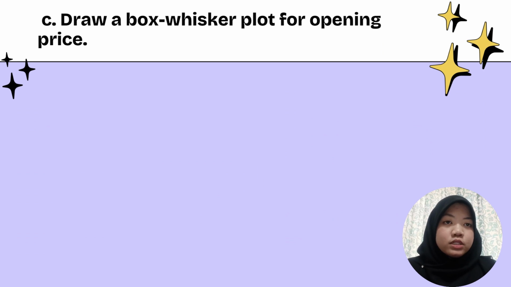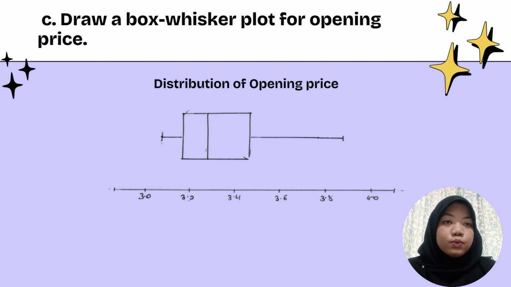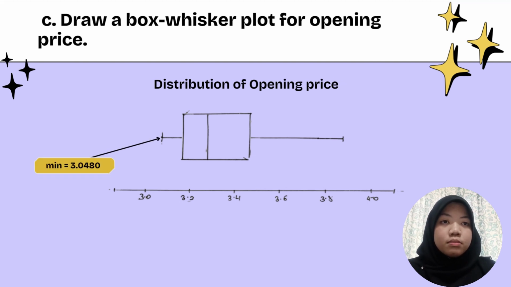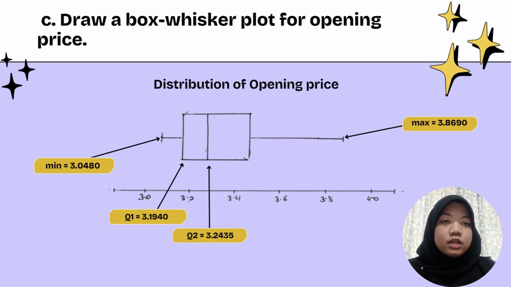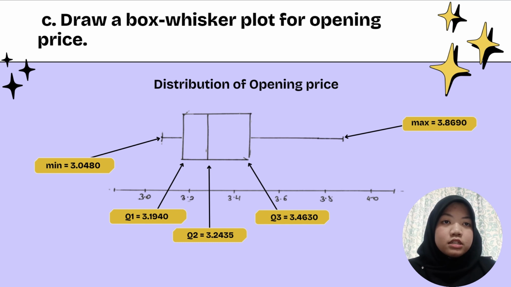Lastly, for question C, we have to draw the box and whisker plot for the opening price. In the box plot, we use the 5 number summary, where we have the minimum, maximum, first quartile, third quartile and second quartile. As you can see here, this is the box and whisker plot.